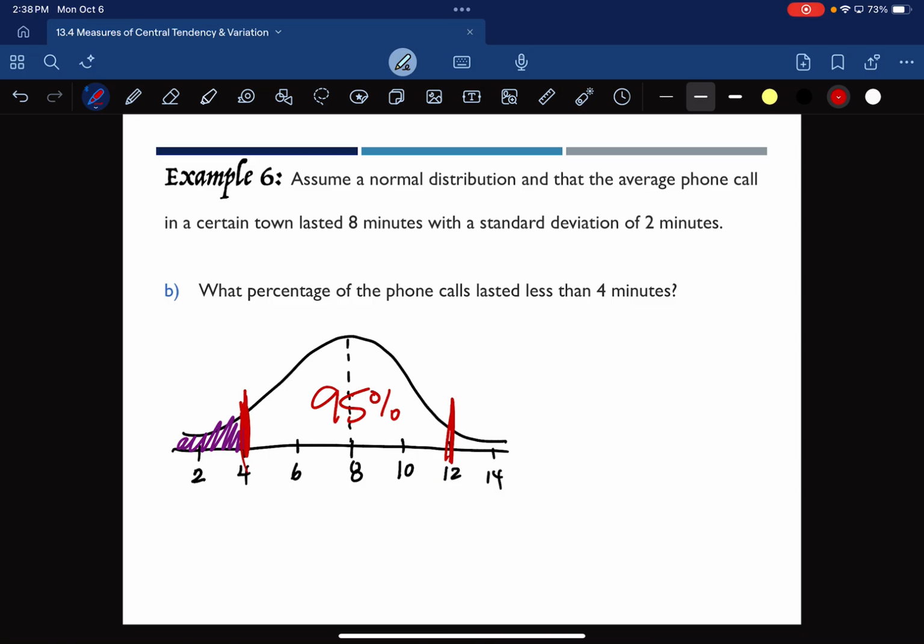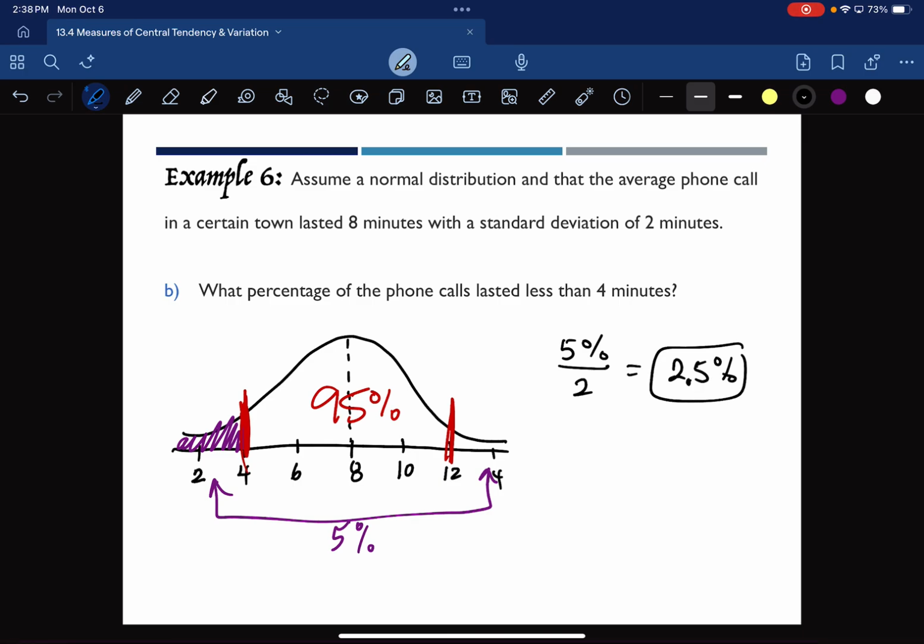Okay, does that help? So if it's 95 that's sandwiched in between my 2 red lines, how much is on the outside pieces? That's 5. So these 2 pieces on the outside combined total are 5%. That's better. 5%. But I don't have both pieces, do I? So what am I going to have to do to find just the piece over here on the left? Half it. I have 5% divided by 2, 2.5%.